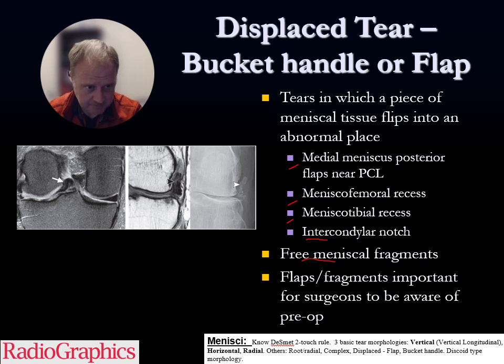Here's an example here of what is a flap tear, which was flipped centrally into the intercondylar notch. Here's another. This is all meniscus here, but it's flipped superiorly. It looks like into the meniscofemoral recess at the medial knee. This became calcified over time and had that appearance on X-ray.